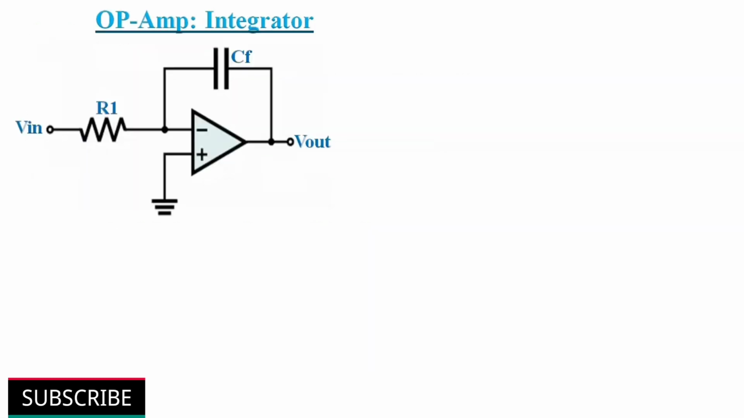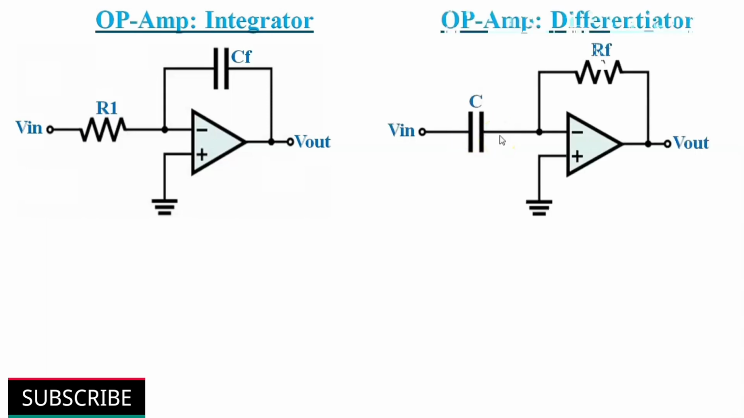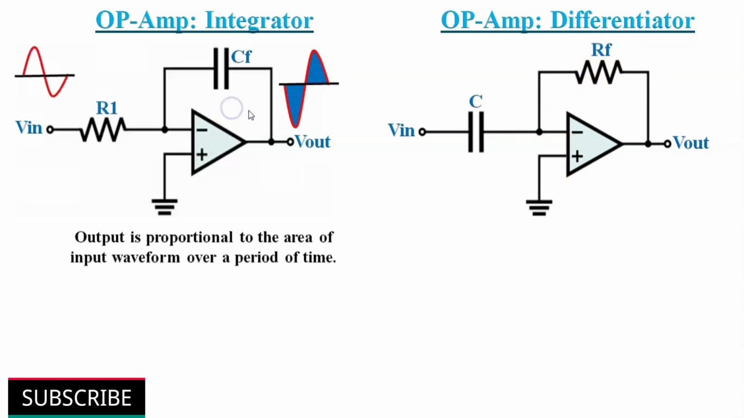We have already discussed about op-amp as an integrator in my earlier video. An op-amp differentiator circuit configuration is inverse of the integrator circuit. Here the position of capacitor and resistor have been reversed if we compare with the integrator circuit. Now the capacitor is connected to the input terminal of the inverting amplifier, while the resistor provides negative feedback to the op-amp. The output of an integrator is proportional to the area of the input waveform over a period of time.